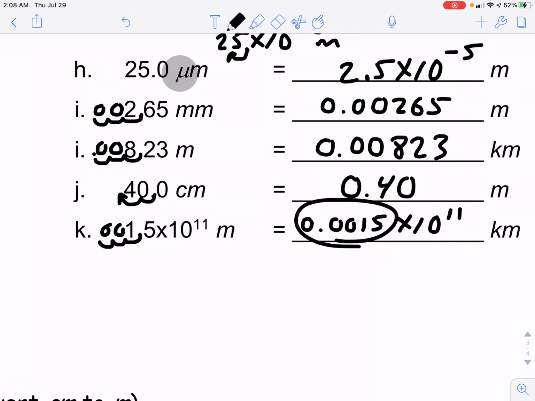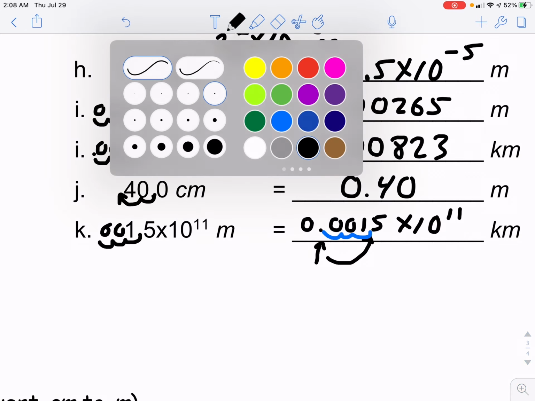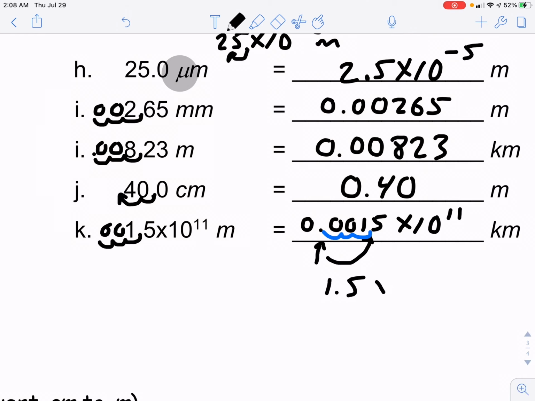But again, that's not proper scientific notation. We have to move that decimal from here all the way over there in between the 1 and 5. So to do that, I'm going to move the decimal 1, 2, 3. But that is going to now make that exponent a little bit smaller. And this becomes 1.5 times 10 to the 8 kilometers. We drop this 3 factors of 10.